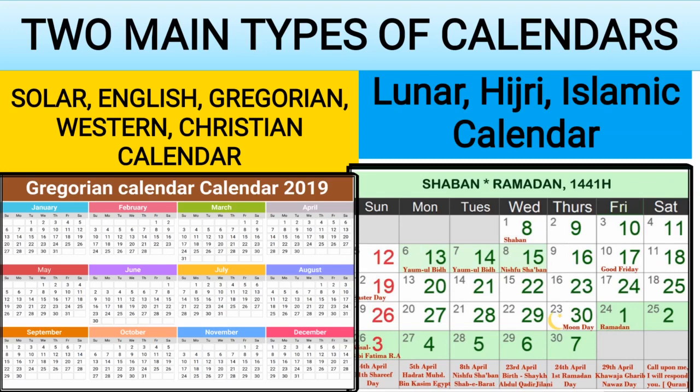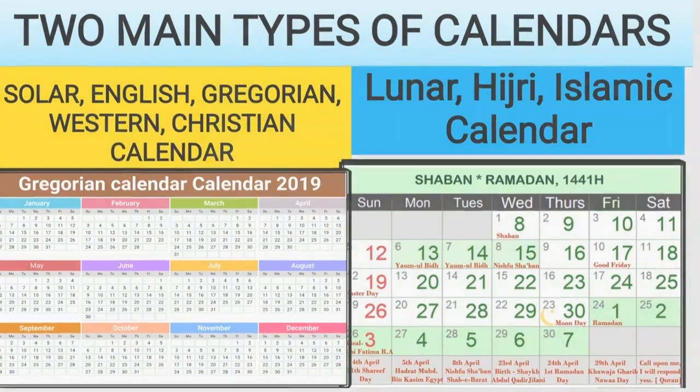These are two types of calendars: the solar calendar and the lunar calendar. Let's not forget these nicknames. You shouldn't forget the nicknames of the solar calendar, which are English, Gregorian, Western, and Christian calendar. And the lunar calendar's nicknames are Hijri or Islamic calendar. Okay, so let's move towards our next slide.